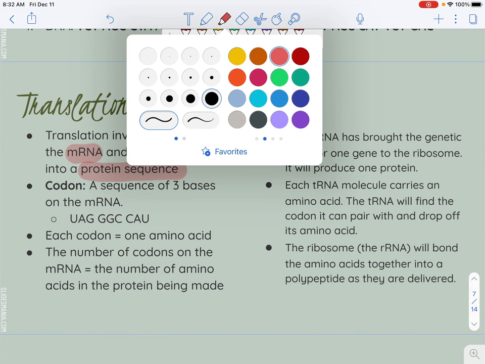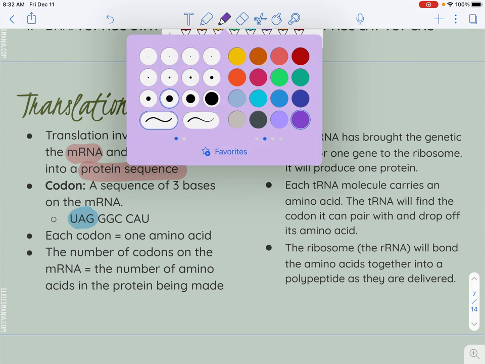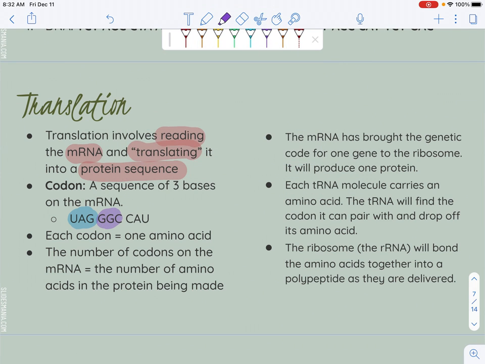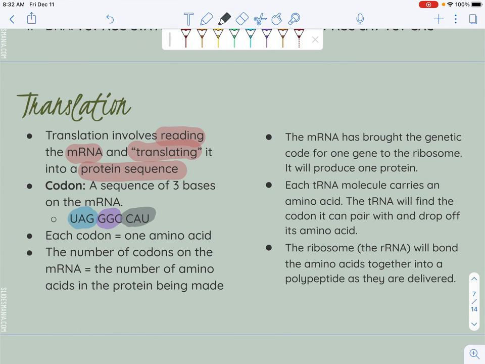That's what that means. So there's a few things that you need to understand before we get into how to do that. First of all, you need to know a vocab word, a codon. A codon is a sequence of 3 bases on the mRNA. So every 3 letters on your mRNA is a different codon. So here I have one codon that I've highlighted in blue. Here is my second codon in purple. And here is my third codon in gray. Every 3 letters is a codon.